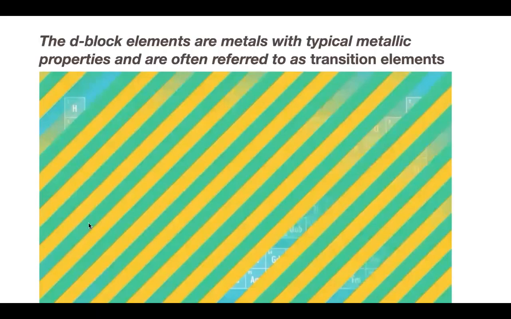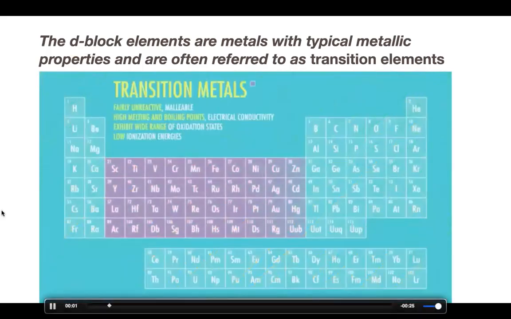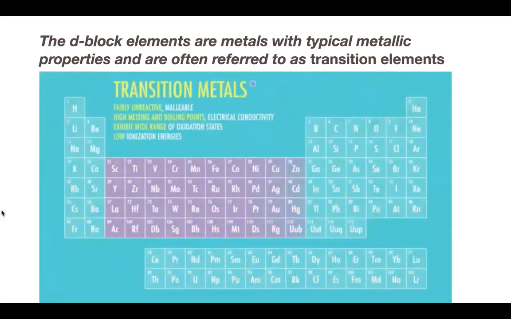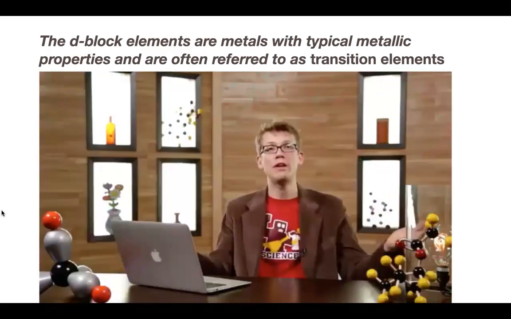And of course, we call these transition. The middle body area of the table is made up of a nice solid rectangle of transition metals. These are the metals you think of as metals, with iron and nickel and gold and platinum. The majority of elements are metals.